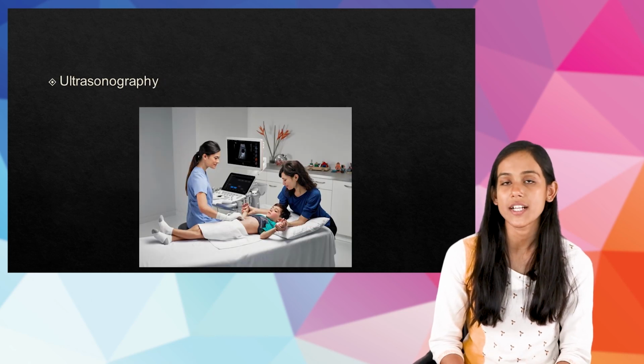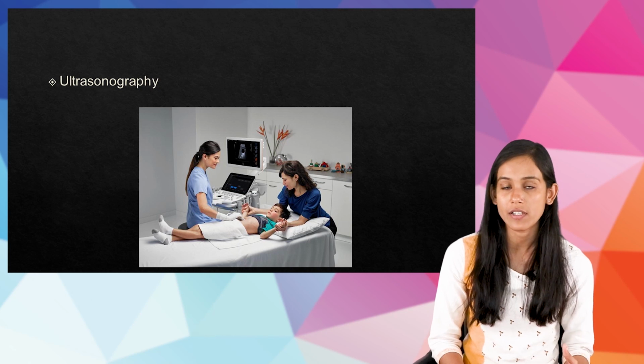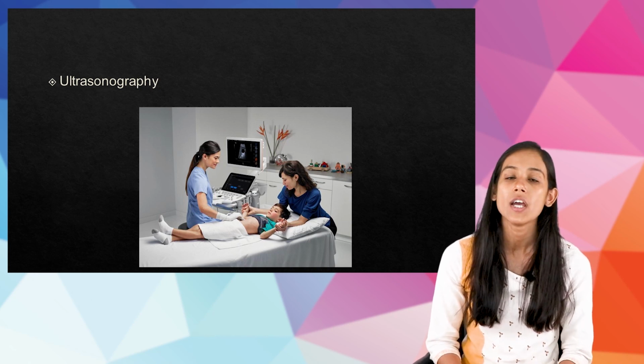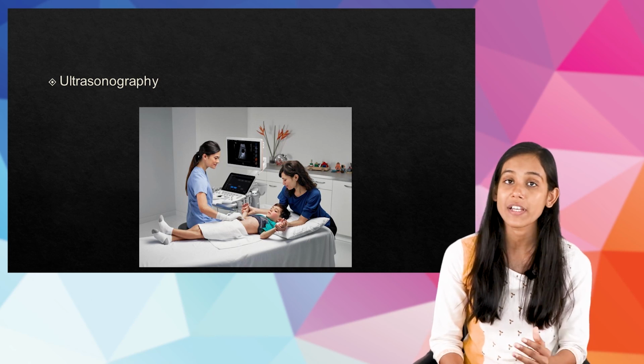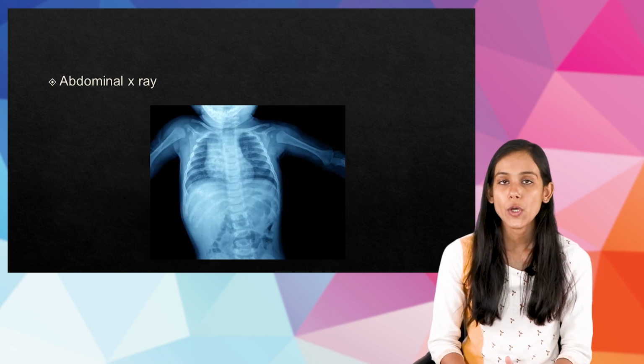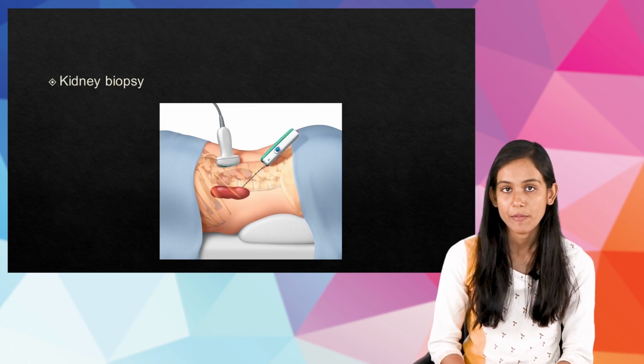Then we can also do ultrasonography. Through ultrasonography, we can find out if there are any structural abnormalities because of which there is impaired renal function, and if there is any presence of renal calculi. And then abdominal X-ray can be performed, and also kidney biopsy can be performed.